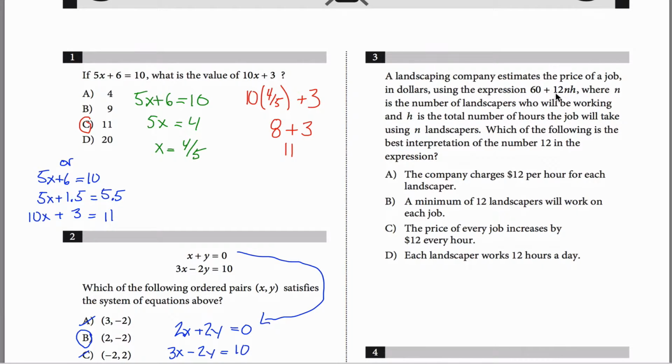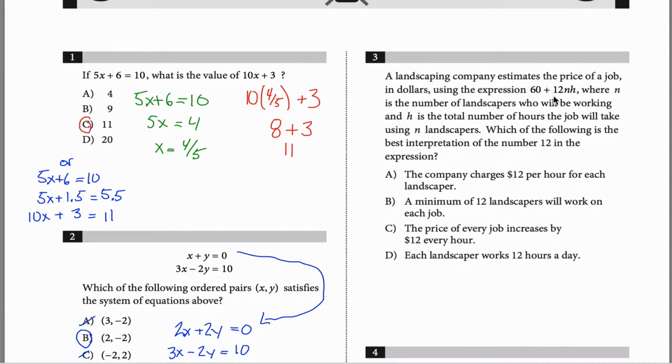You can think about it like each worker has to get $12 for working an hour. So if you have 5 workers, n equals 5, then this is $60 here, and you get an extra $60 every time h increases by 1. Anyways, interpreting the coefficients on these problems shows up all the time. In this case, the 60 represents the amount you'd pay no matter what, kind of the flat cost. And n is the number of landscapers, and h is the total number of hours.